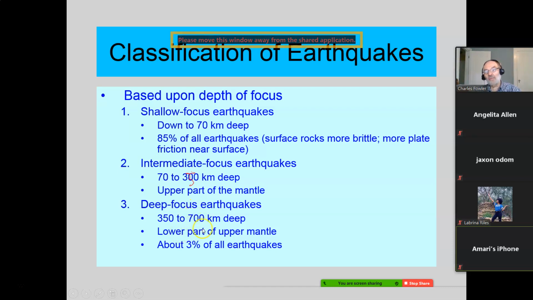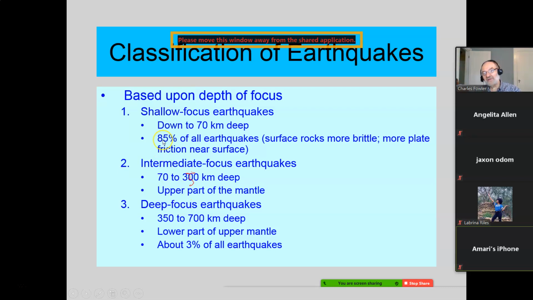This is in the lower part of the upper mantle. Remember, we did this before. The upper mantle is that above the asthenosphere. This is all part of the lithosphere here. And you're down near that asthenosphere in the lower part. And when I say near, I mean you've got 120 miles to play in and call it near. This is only about 3% of the earthquakes.